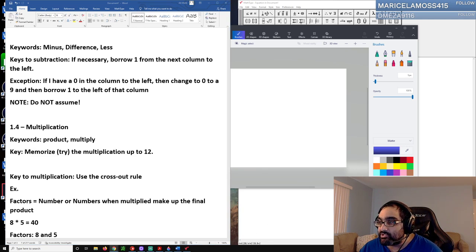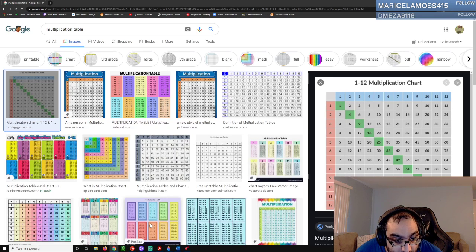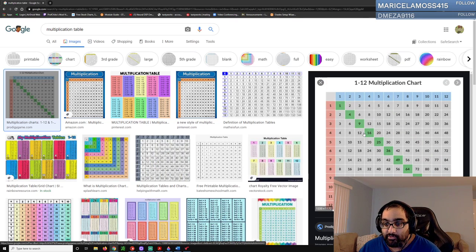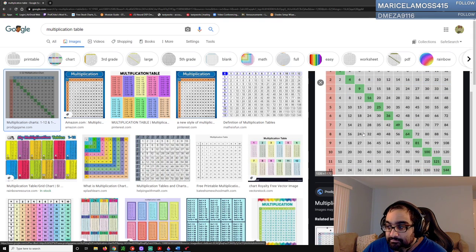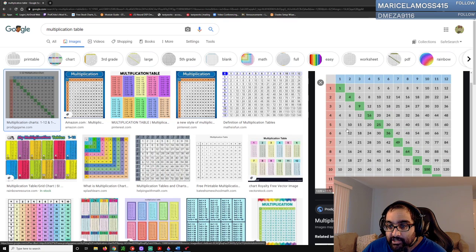Now, what does a multiplication table look like? Let's go ahead and bring it up. Okay, I just separated it out. All right, so here is a multiplication table. Typically, multiplication tables go from 1 to 10, or 1 to 12, as you can see here. You multiply by 1 all the way up to 12. You can see 12 times 5 is 60, or whatever the case may be.